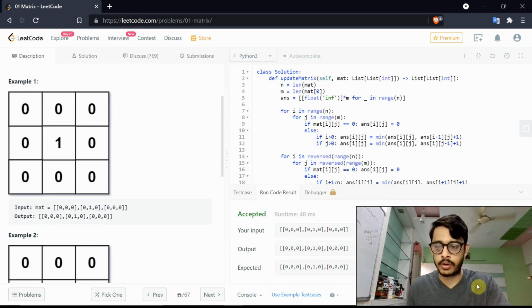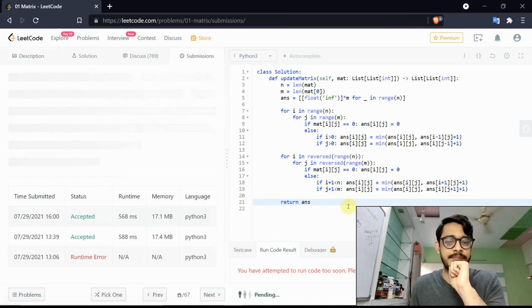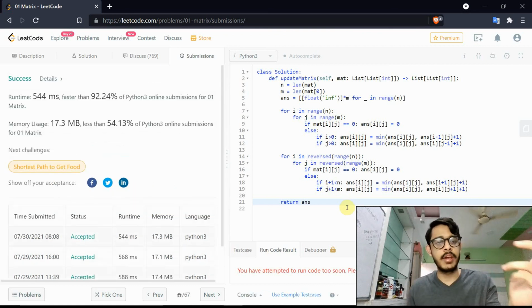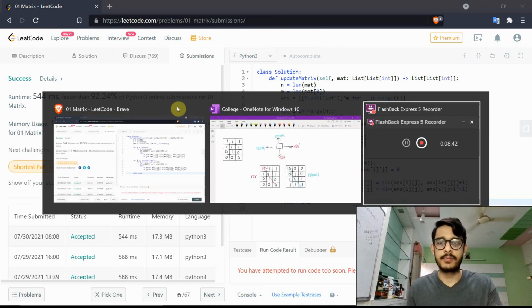Cool. We'll run it on sample cases. Okay, fine. We'll just submit it then. And so we have the solution that works. It's 92.24 times faster than everyone else, so it's pretty good.